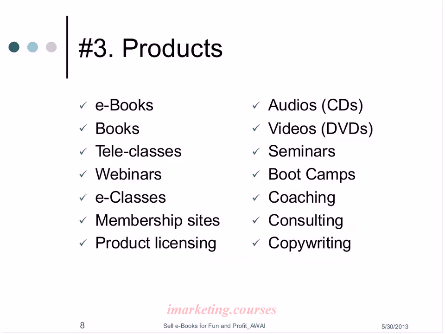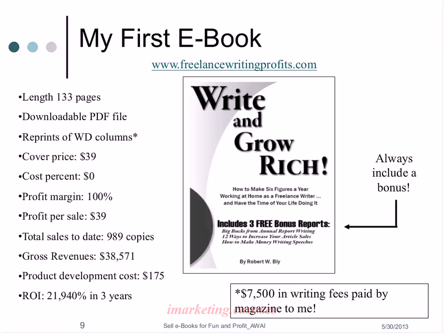Listed here: ebooks, traditional paper and hardcover books, teleseminars, webinars, online classes, membership sites, product licensing, which we won't cover today, audio CDs and videos, DVDs, seminars, boot camps like AWAI has once a year, coaching services, consulting, copywriting. You know, there are lots of products and services you could sell to your e-list beyond ebooks. But ebooks is the basic one we're talking about today.